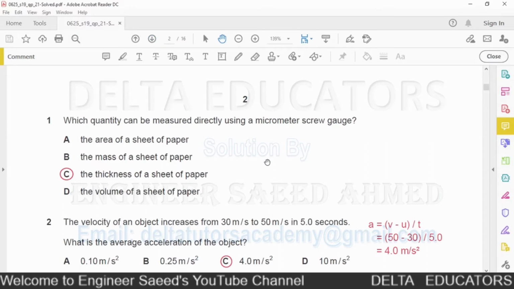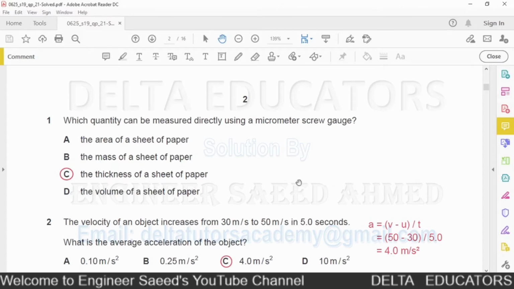Question 1. Which quantity can be measured directly using a micrometer screw gauge? Micrometer screw gauge is normally used to measure the thickness of small objects. Now we check the options. Option A, the area of a sheet of paper. B, the mass of a sheet of paper. C, the thickness of a sheet of paper. D, the volume of a sheet of paper. So here definitely our correct option C, the thickness of a sheet of paper.